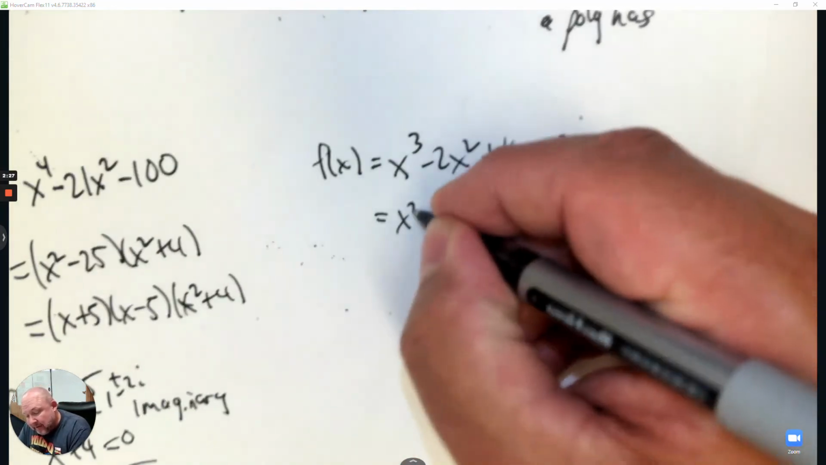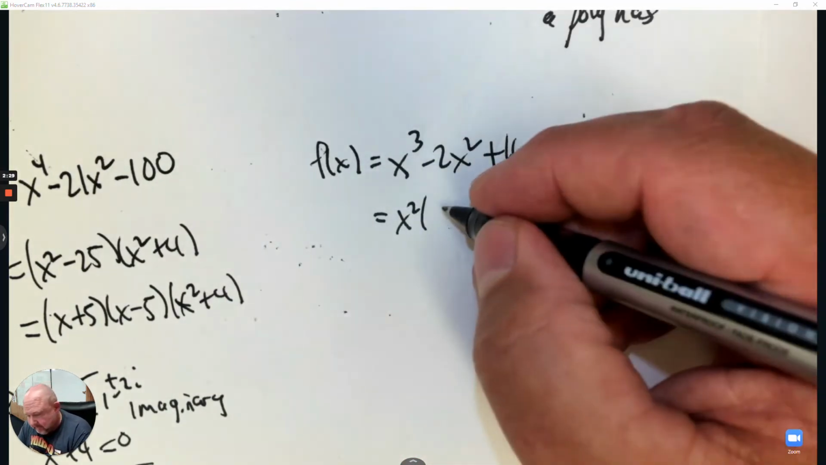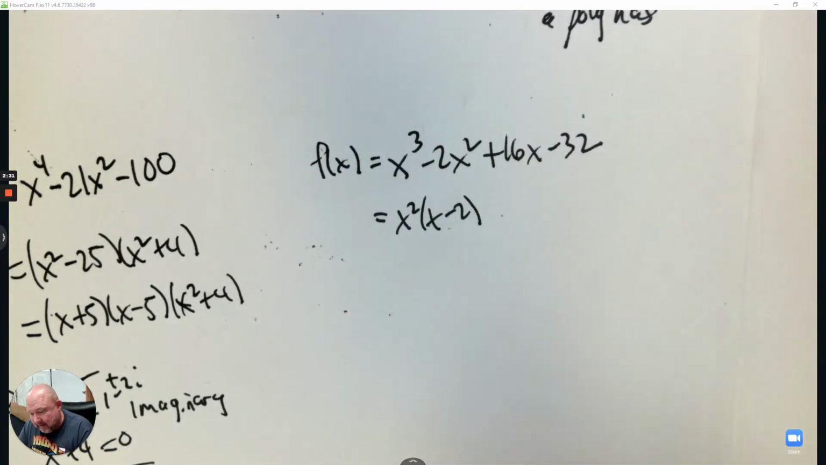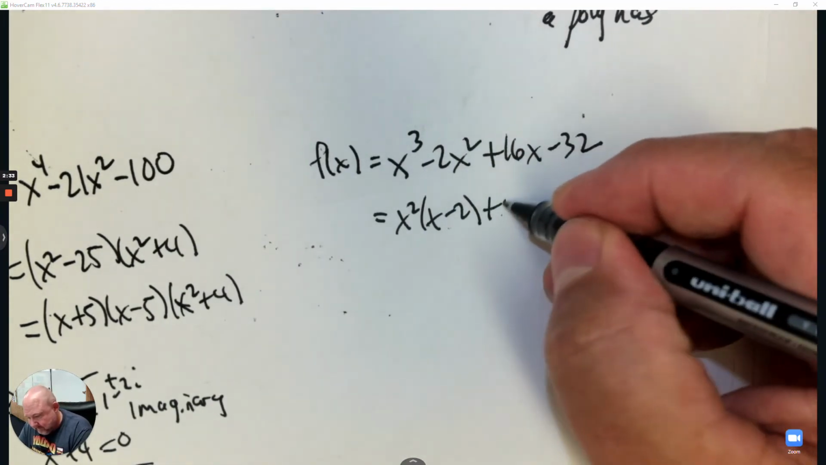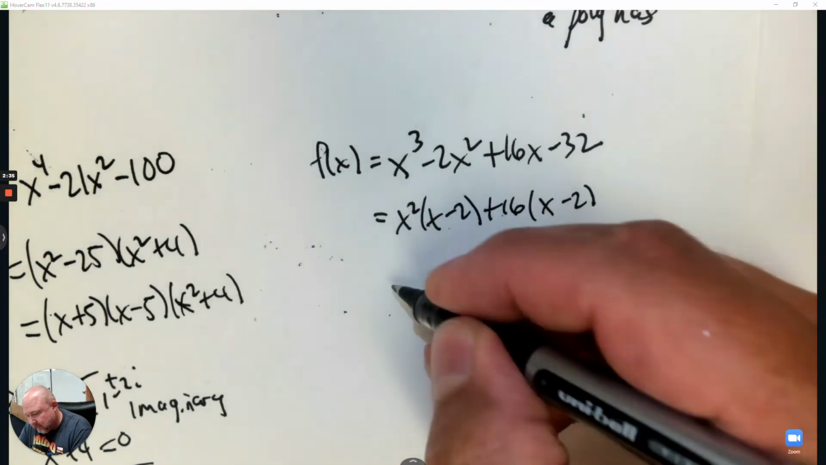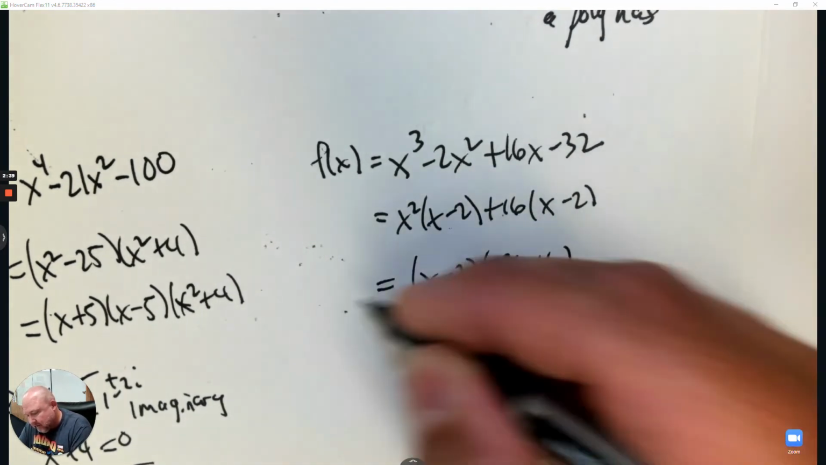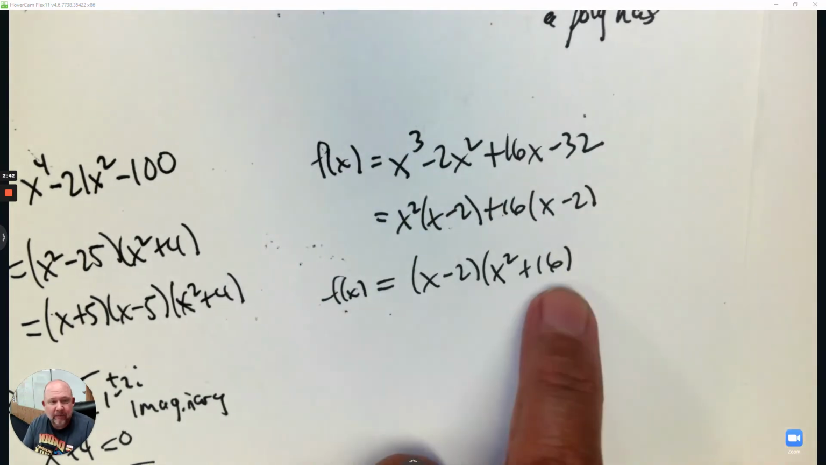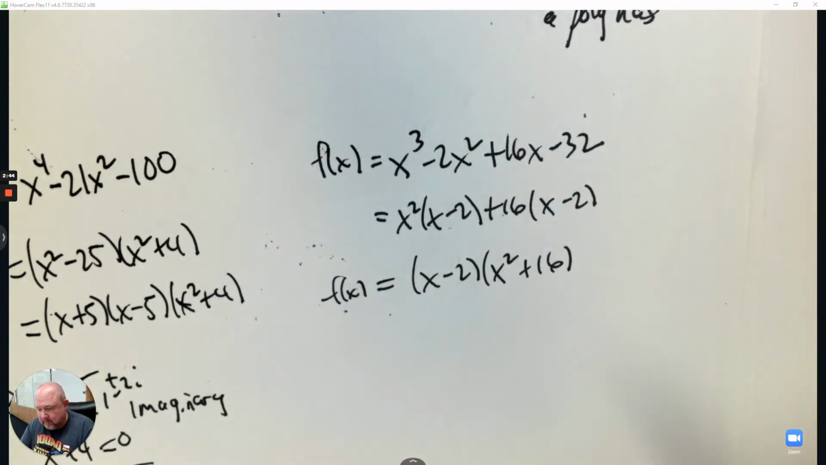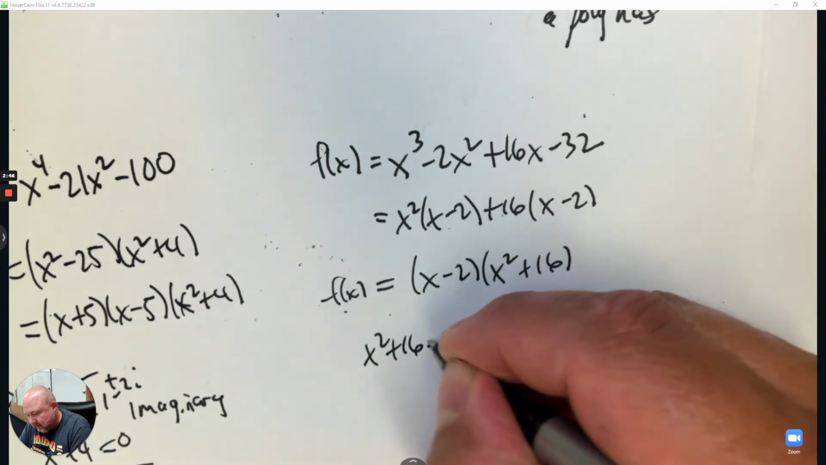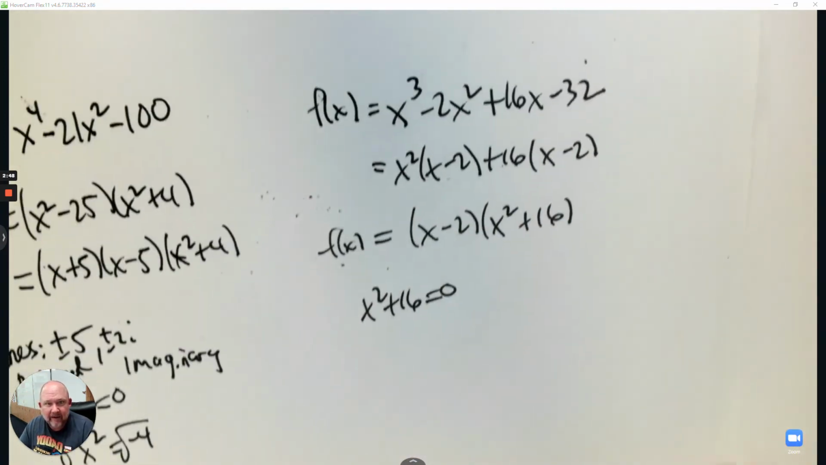So I'm going to factor by grouping. I'm going to factor out an x squared. That leaves me with x minus 2. And I'm going to factor out a 16. That leaves me with x minus 2. So one factor is x minus 2, and the other factor is x squared plus 16. So x squared plus 16 is not factorable, so I make it equal to 0. I'm going to solve it.